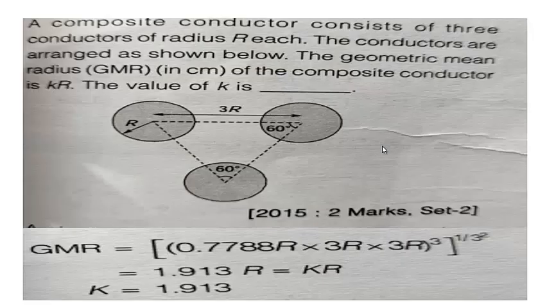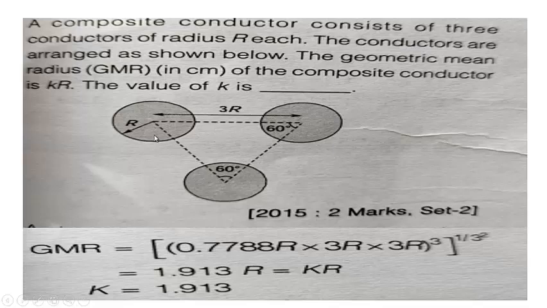So one more question regarding the GMR and GMD. A composite conductor consists of 3 conductors of radius r each. Their conductors are arranged as shown below. That means the 3 are apart from each other at the corners of an equilateral triangle, and the side of the equilateral triangle is equal to 3r. The geometric mean radius in centimeters of the composite conductor is given to be k into r. We need to find the value of k.